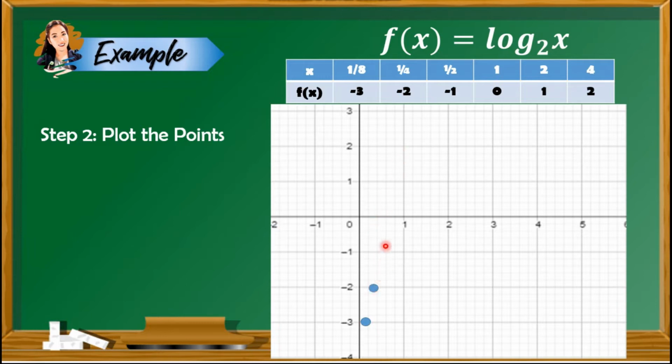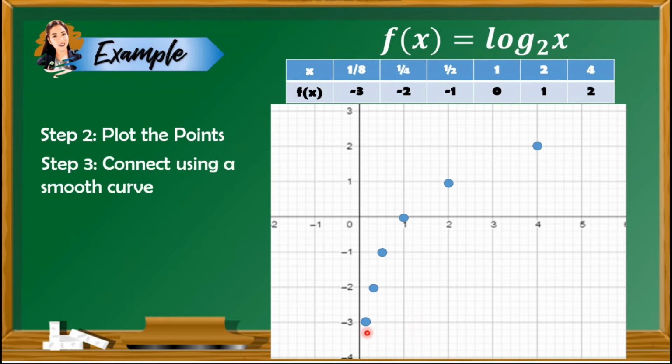Next we have 1/2 and -1. Next we have 1 and 0, 2 and 1, 4 and 2. After plotting the points, the third step is to connect all these points using a smooth curve.